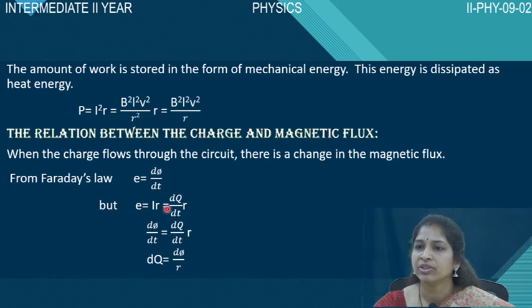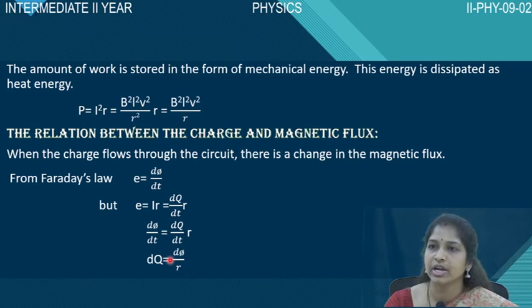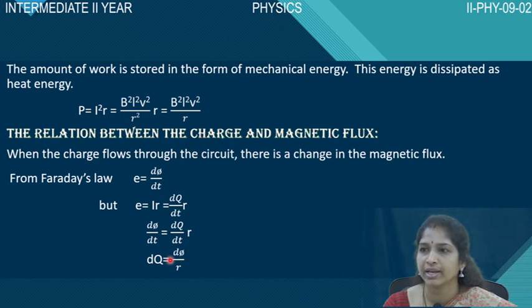Now I can compare these two equations. If I compare these two equations, what do we get? D phi by dt equals dq by dt into R. Here this dt will get cancelled. I can write dq equals d phi by R. So this is the relation between the charge and the magnetic flux. Or else we can also write d phi equals R into dq. Very simple. So this is the relation between the charge and the magnetic flux.